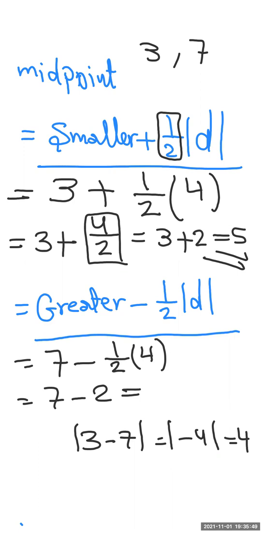1 second. I will answer your question now. 1 second. So now 7 minus 2 equals 5. It's the same number. And the middle from the side of the greater is like the middle from the side of the smaller. Okay?